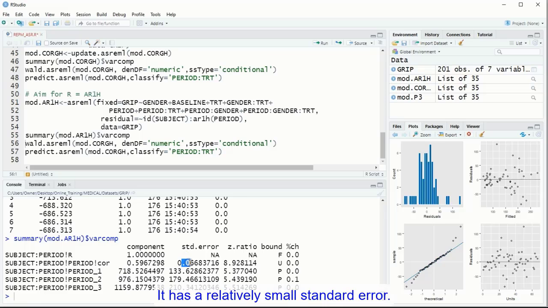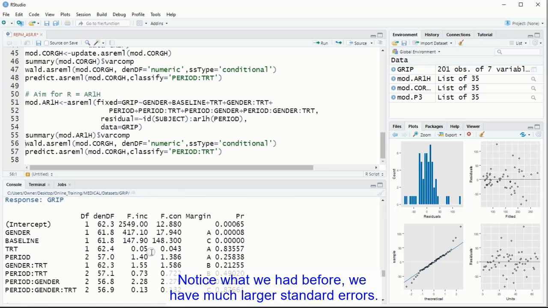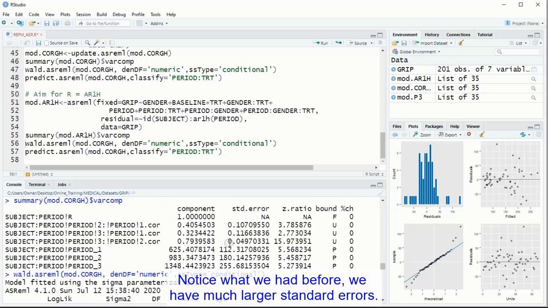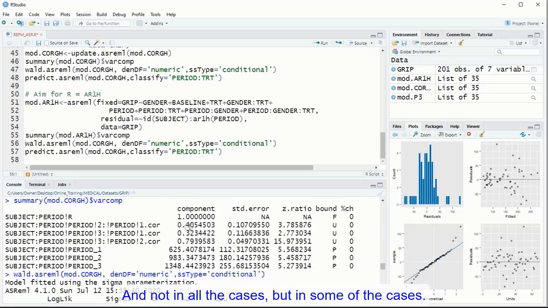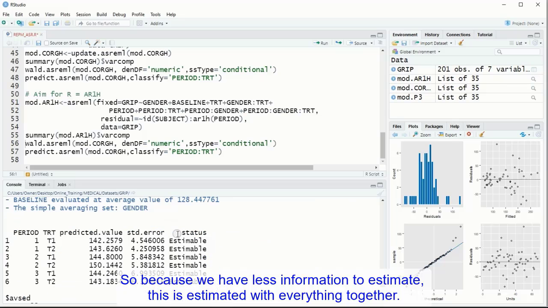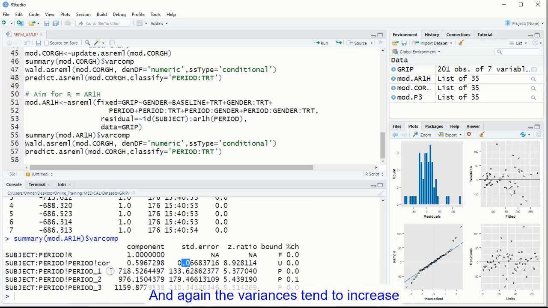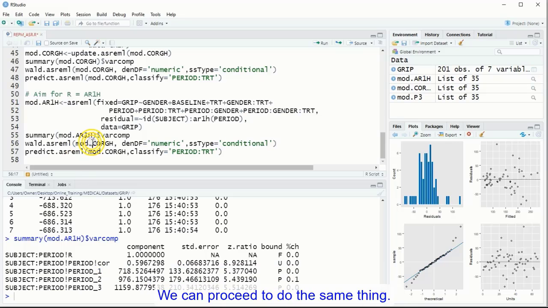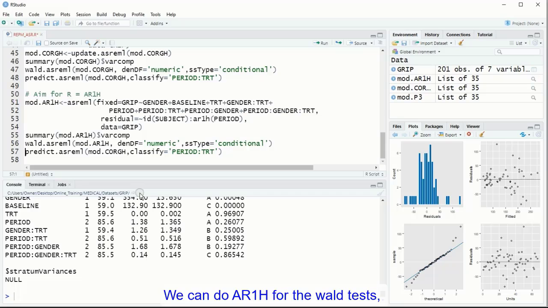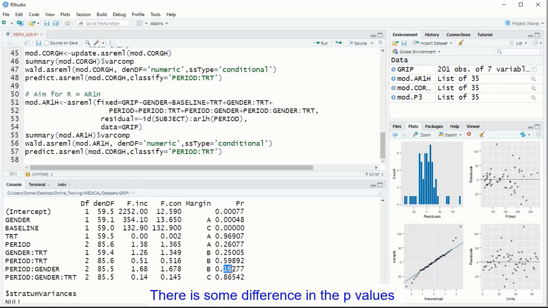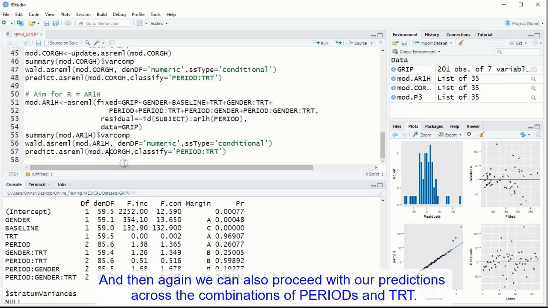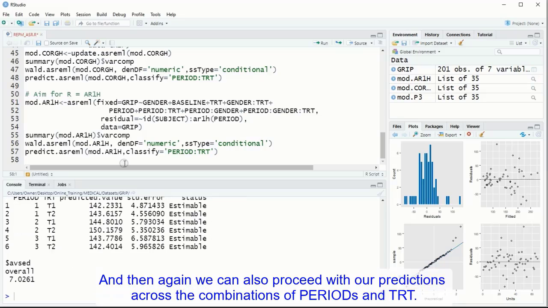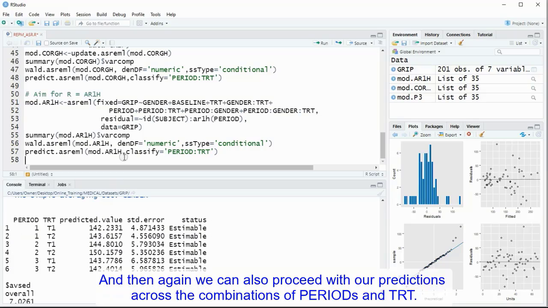It has a relatively small standard error. Notice what we had before. We have much larger standard errors, not in all the cases, but in some of the cases. So because we have less information to estimate, this is estimated with everything together. And again, the variances tend to increase pretty much as before. We can proceed to do the same thing. We can do AR1H for the Wald test, which is not changing too much. There's some difference on the p-values because the structure is different. And then again, we can also proceed with our predictions across the combinations of periods and treatment.